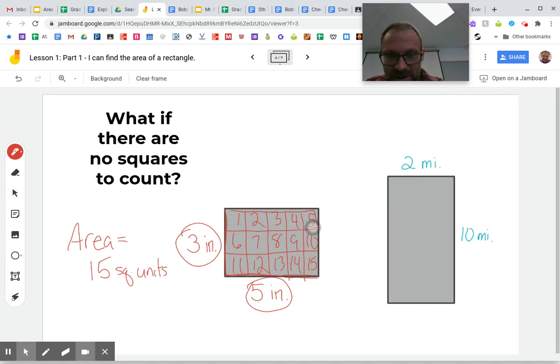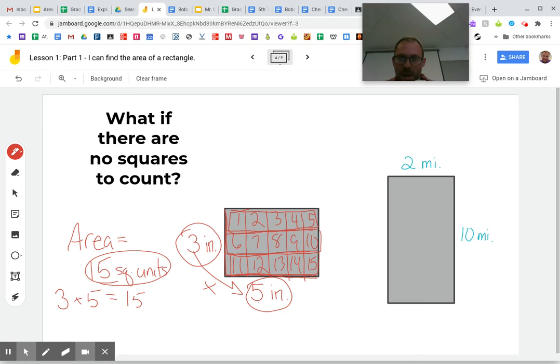So that's 3 groups of 5. There's a group of 5 here, another group of 5 here, and another one here. So it's like multiplying 3 times 5. And look at that, if I multiply 3 times 5, I get 15, which is the same amount of square units I found when I counted. I wonder if that'll apply to the next rectangle. Let's see if we can figure out the area of this rectangle without counting squares or even drawing squares.